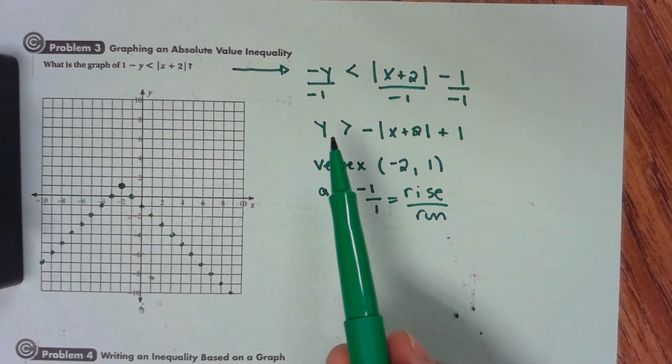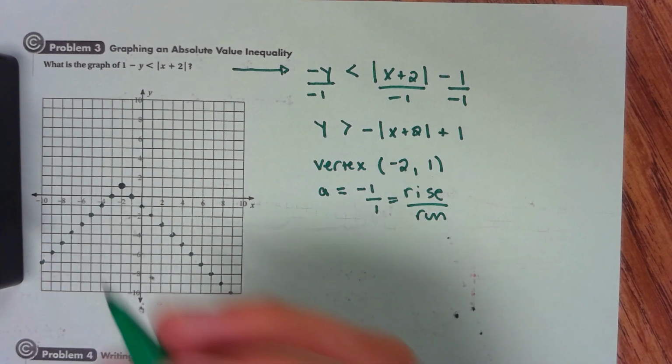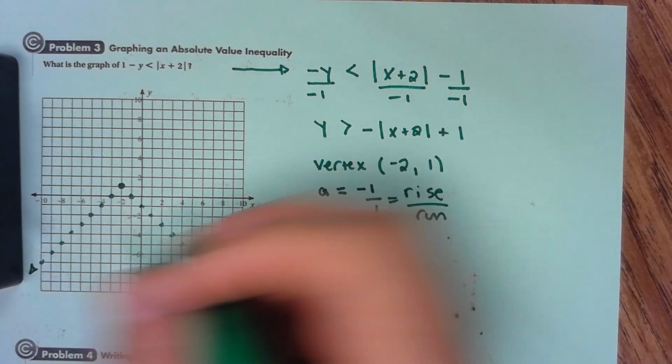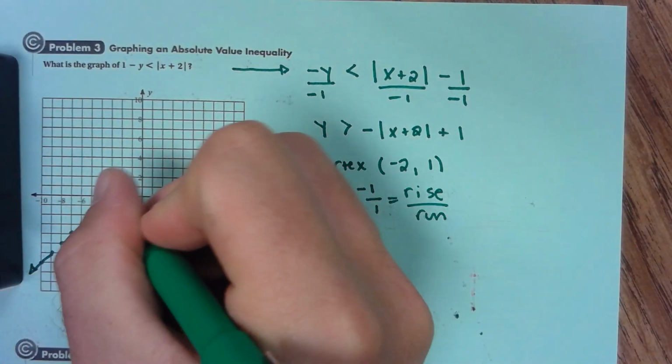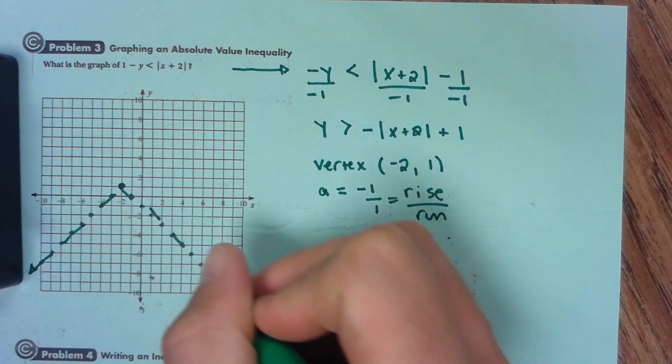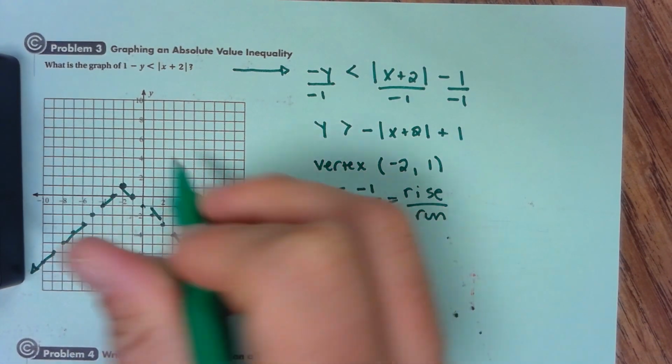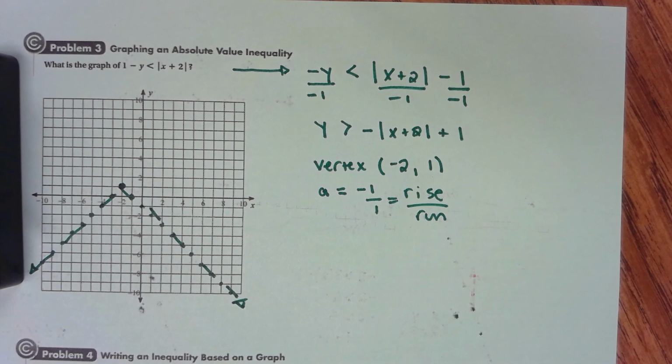All right, and then our dashed line and solid line rules are the exact same, with this being just greater than. This is a dashed line, meaning every point on this line does not make the inequality true. And now we just need to figure out where to shade.